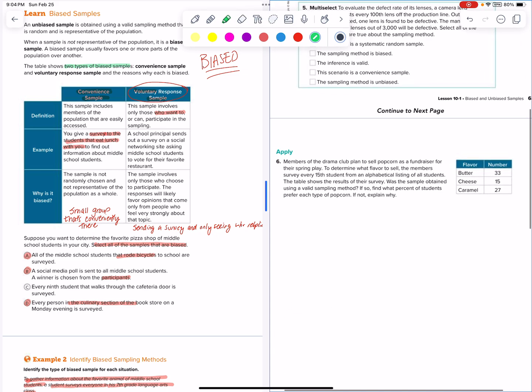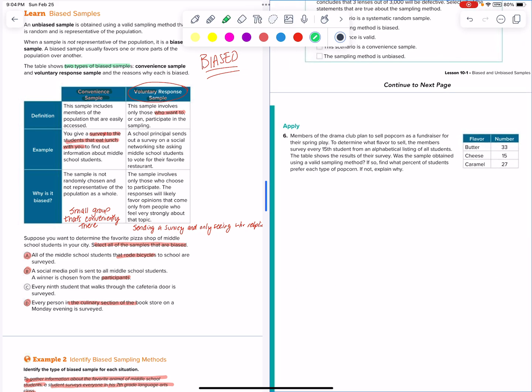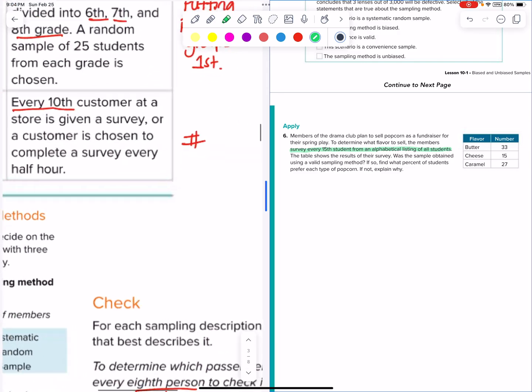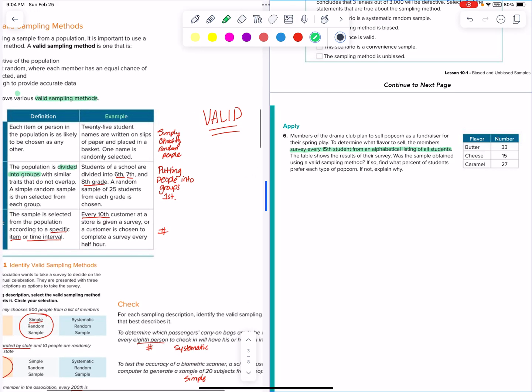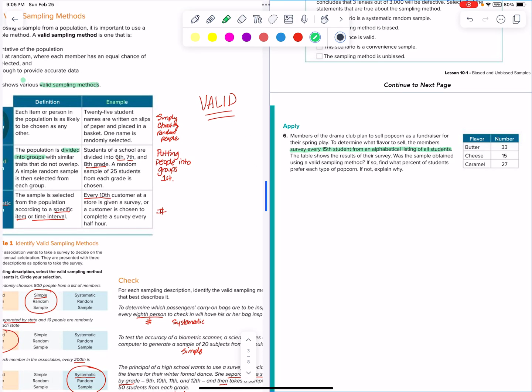And then number 6 here, we have members of a drama club plan to sell popcorn as a fundraiser. To determine what flavor to sell, the members survey every 15th student from an alphabetical listing. So we're surveying every 15th student. I know that I have my little number hint here, so that's probably a valid method of surveying. It says, was the sample obtained using a valid sampling method? So yes or no.